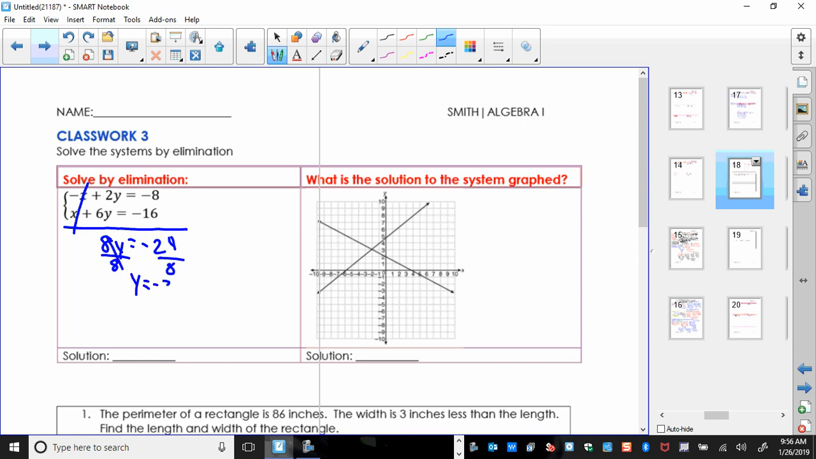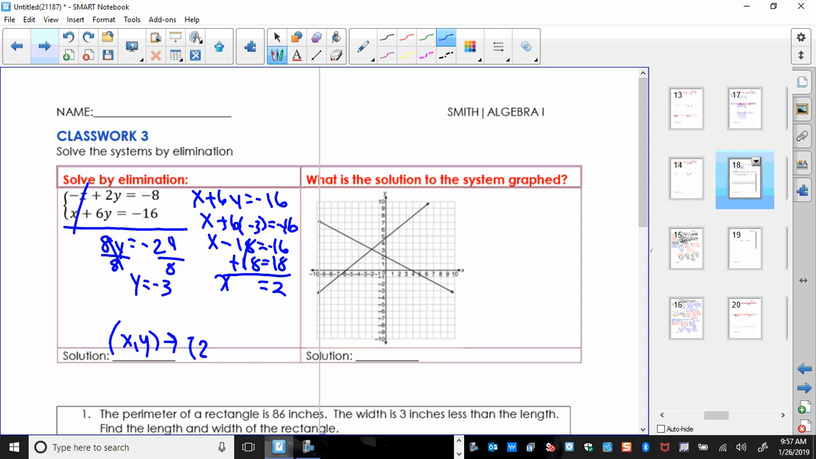Y equals negative 3. Now for X, I'm going to use the second equation. X plus 6Y equals negative 16. So X plus 6 times negative 3 equals negative 16. So X minus 18 equals negative 16. Add 18 to both sides, and X equals 2. My solution is X comma Y mapping onto 2 comma negative 3.